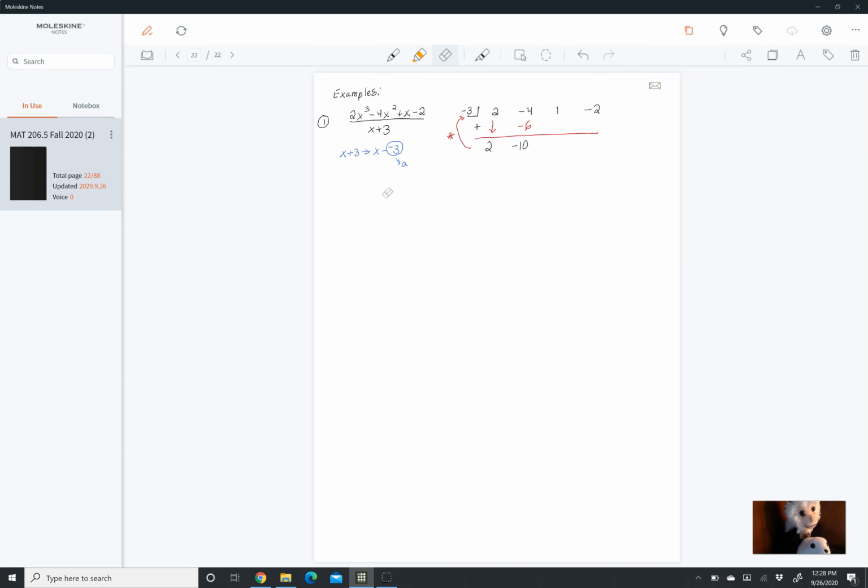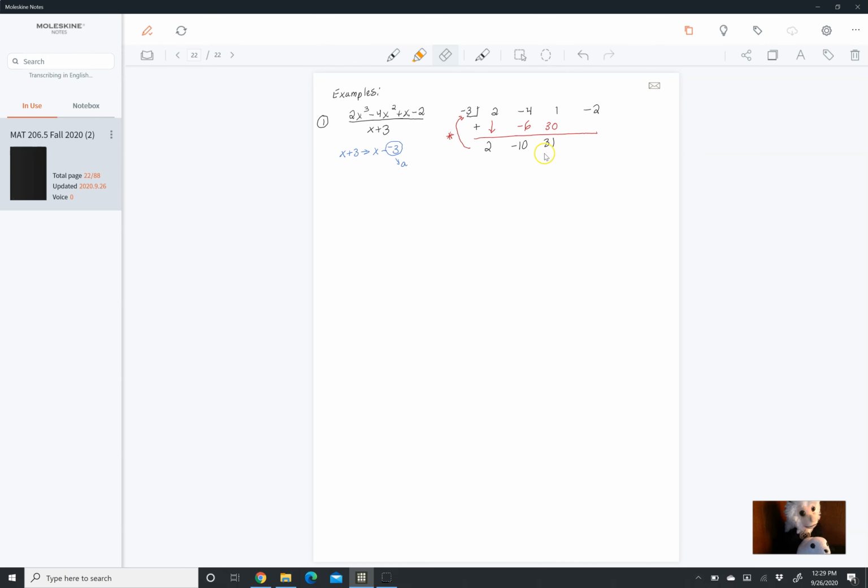Be very, very careful with your addition because this is where mistakes are made. And once you make a mistake, everything after it is going to be incorrect. Okay? So now we're going to take the negative 10 and multiply by negative 3. So we take the quotient, we multiply by the divisor. Negative 10 times negative 3 is positive 30. And then we just add. So 30 plus 1 is 31.